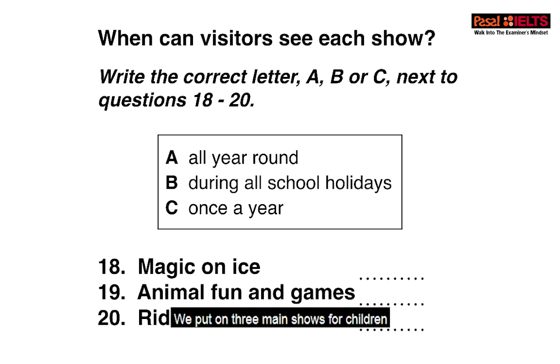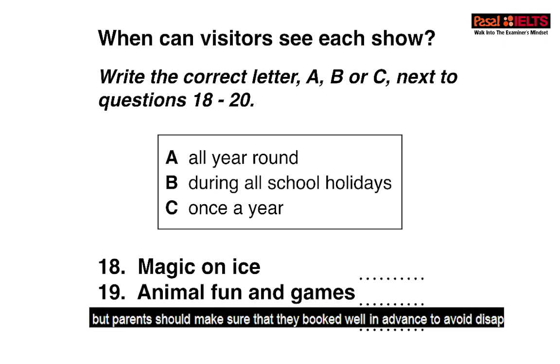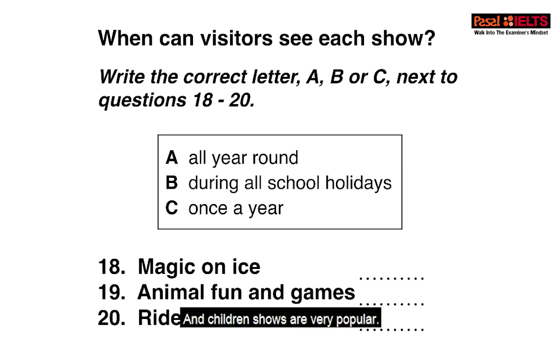We put on three main shows for children, but parents should make sure that they book well in advance to avoid disappointment. Our children's shows are very popular. Tickets for Magic on Ice sell out very quickly because this is our Christmas show and it only runs for 2 weeks during the Christmas holiday.